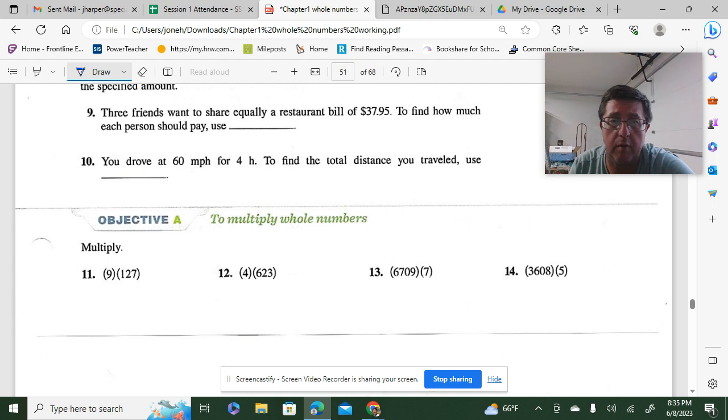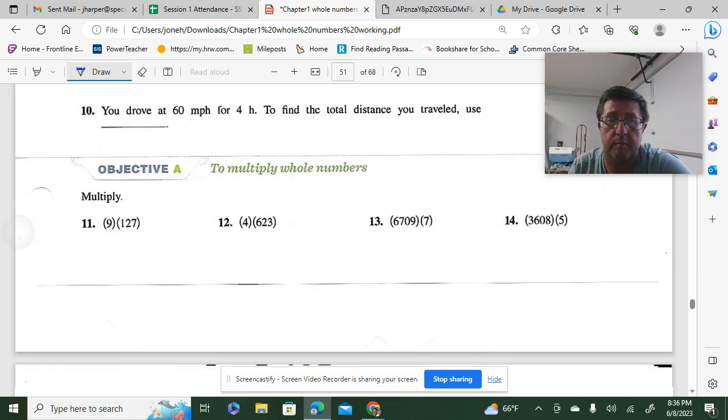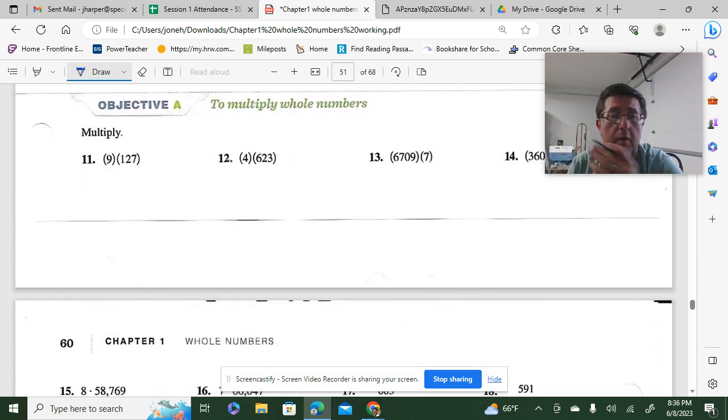You guys do all these, and try to do them. Like you drove at 60 miles per hour for 4 hours. Find the total distance you traveled. Well, you take 60 times 4. But, okay, so now they want you to multiply these.